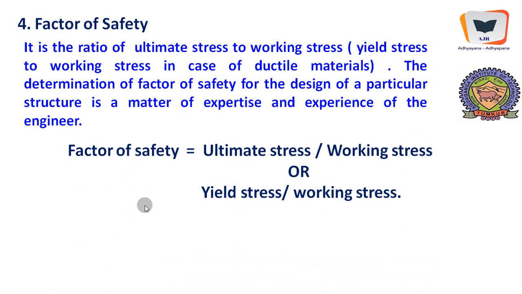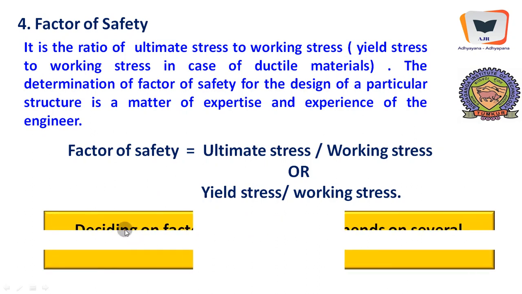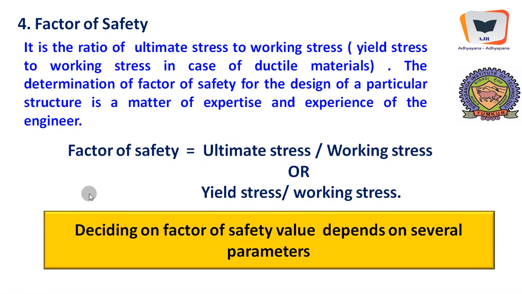However, traditionally, factor of safety is defined as the ratio of ultimate stress to working stress as far as brittle materials are concerned. As far as ductile materials are concerned, since they can show off their yield stress, factor of safety is defined as yield stress divided by working stress. And anyway, deciding on a factor of safety value depends on several parameters. Instead, as a design engineer, you will compute the working stress by deciding the factor of safety.